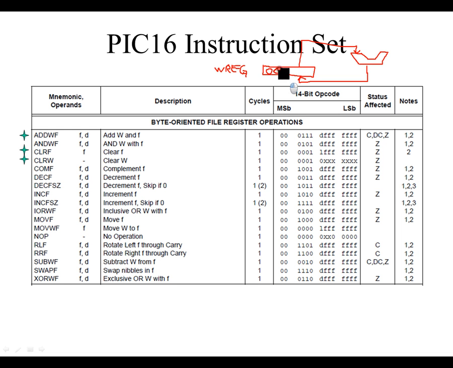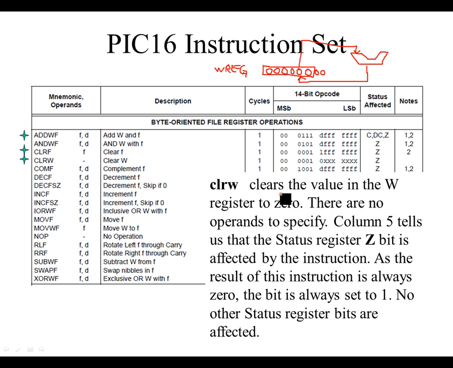Now clear again means it just sets everything to 0. You're actually going to have 8 of those, but I couldn't draw them all in, so 8 zeros there. So the clear W clears the value in the W register to 0. There are no operands to specify. Operand just means there's no numbers or anything you have to specify here. It already knows where the W register is located, so you don't have to specify it.